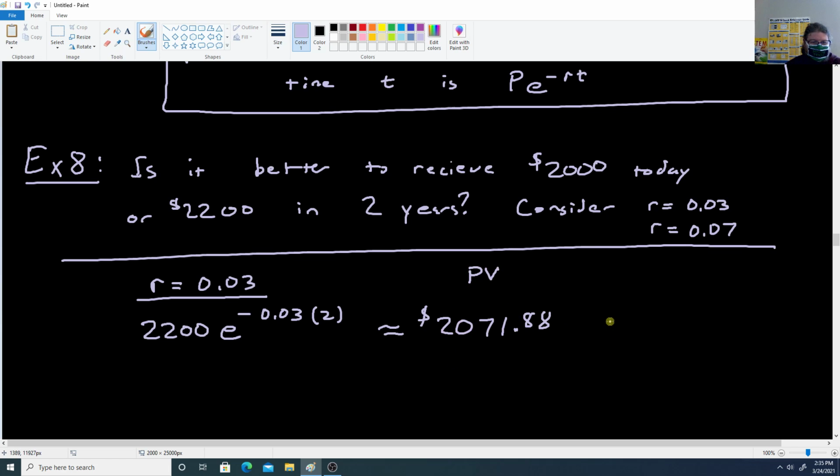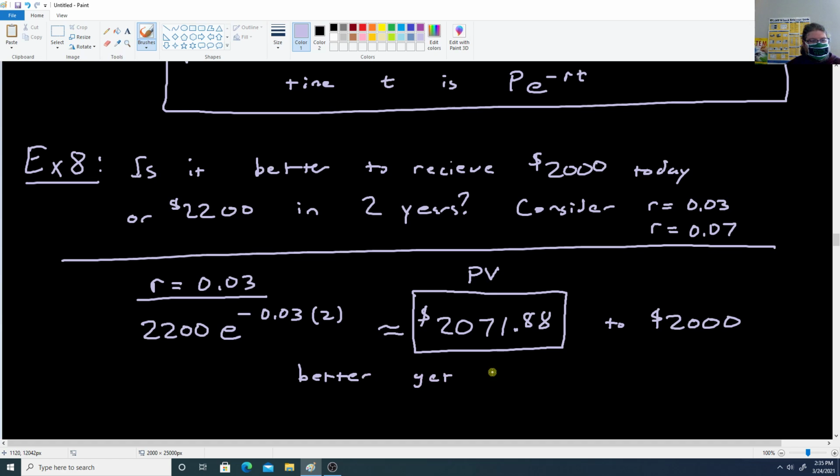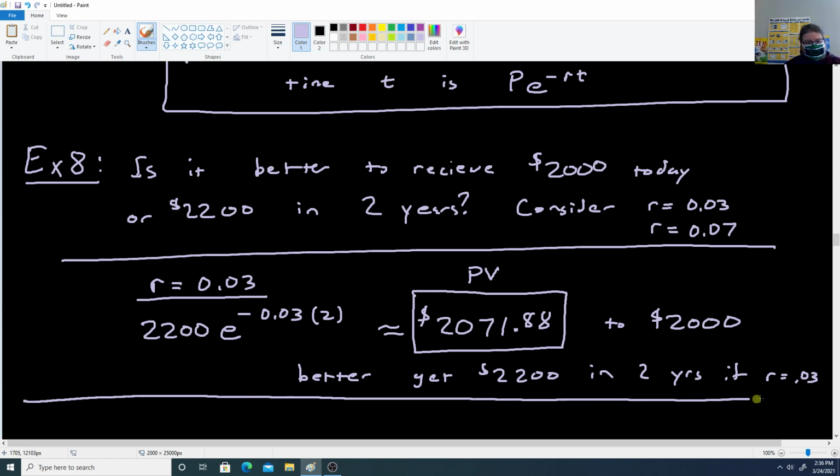So you're comparing this, this is the present value. So you compare this to the $2,000 and you say, well, this is a bigger number in present value money. So in this case, it would be better to get $2,200 in 2 years if the interest rate is 0.03. So basically, you pull the future value of $2,200 back to present value money, you compare it to the present value $2,000 that you could get, and you see which one's bigger.